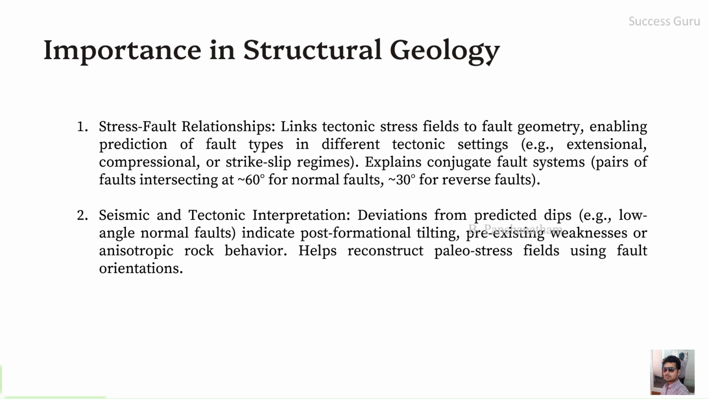The second is seismic and tectonic interpretation. If you see a deviation from a predicted dip, it indicates post-formational tilting, pre-existing weakness or anisotropic rock behavior, and this could help in reconstructing the paleo stress field using fault orientation. According to Anderson theory of faulting, a normal fault will be at around 60 degrees and a reverse fault would be in the range of, say, 30 degrees, right?